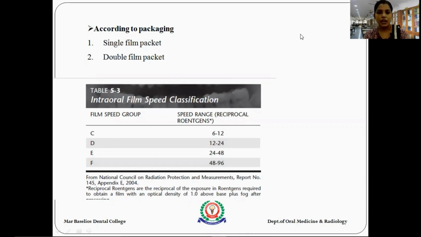Now this is the chart which is showing the intraoral film speed classification. As I told earlier, we have different speed films which are designated with different alphabets A, B, C, D, E, F, and hyperspeed G. And here in the C film speed, you can see the speed range is 6 to 12 roentgens, D is 12 to 24, E is 24 to 48, and F is 48 to 96. So as the alphabet's order is increasing, the speed of the film is also increasing.